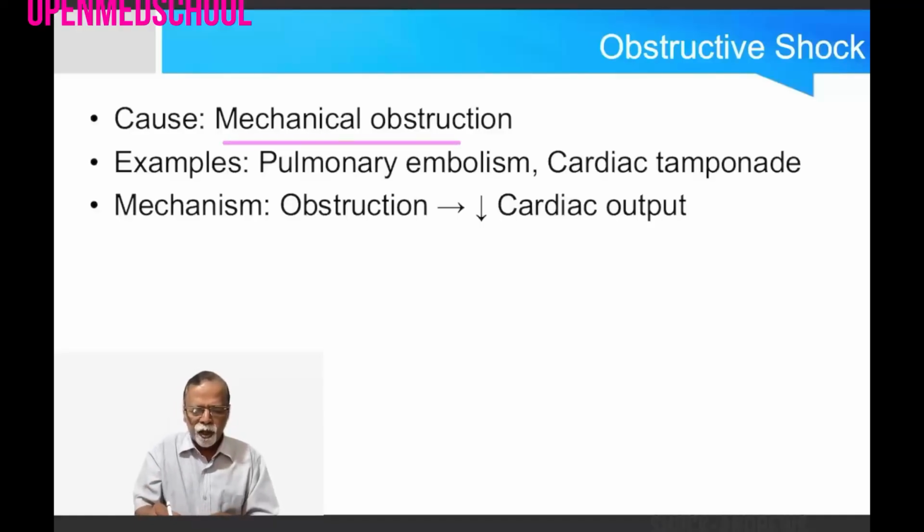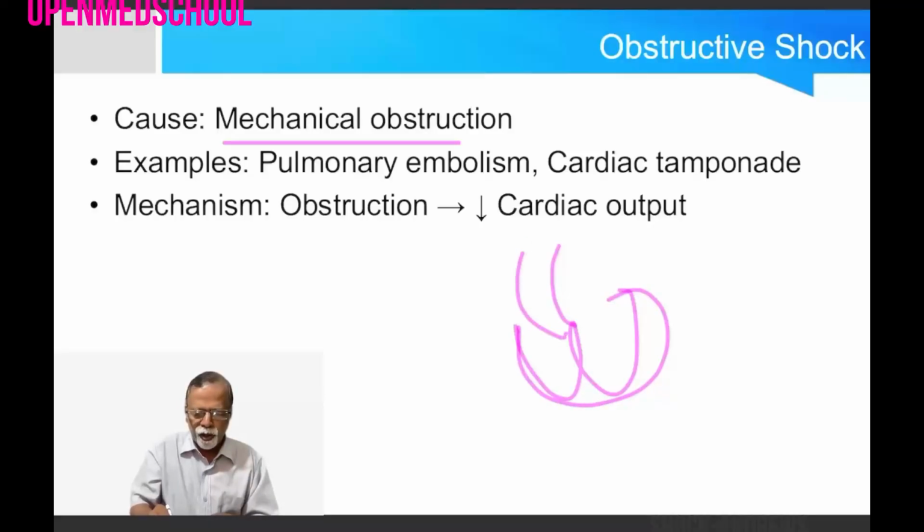Mechanical obstruction, as I already mentioned, the heart is a double pump. So suppose there is a block in the pulmonary artery. That is called a pulmonary embolism. There is a pulmonary embolism that blocks the vessel.